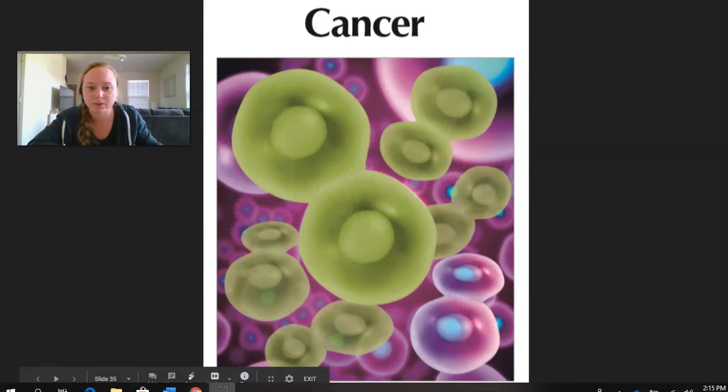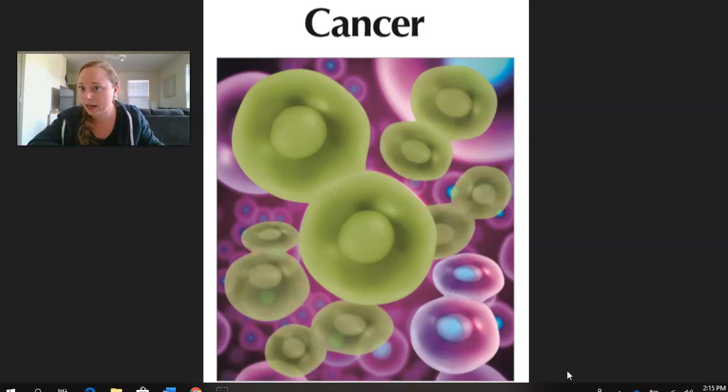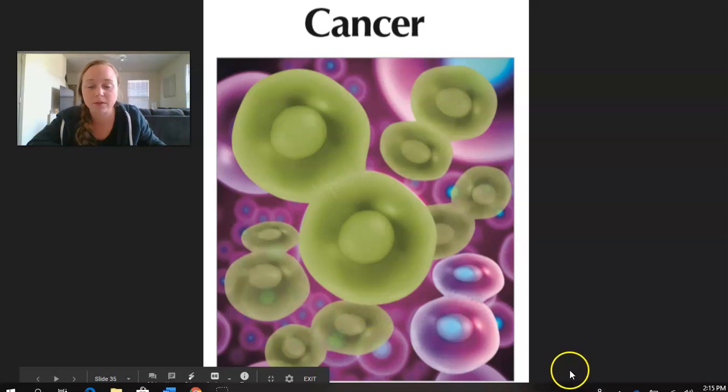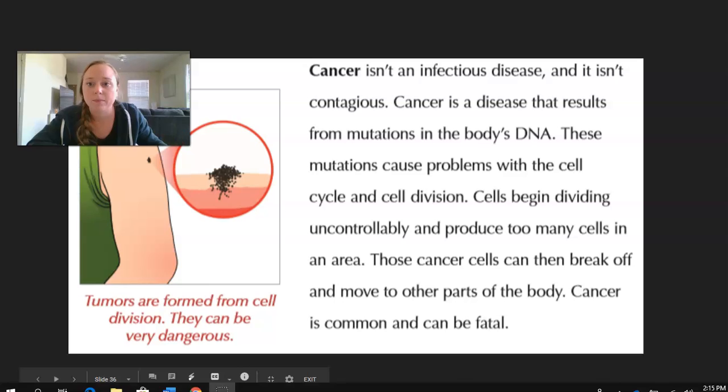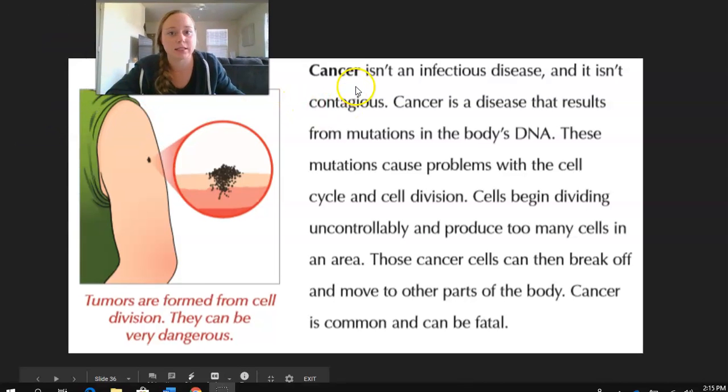Okay, so first we will talk about cancer. Cancer is when the cells divide and form a mass, or what we may call a tumor. Cancer does not have a cure, but it does have some forms of treatment. Cancer is not an infectious disease, and it is not contagious. So you do not catch cancer from other people.